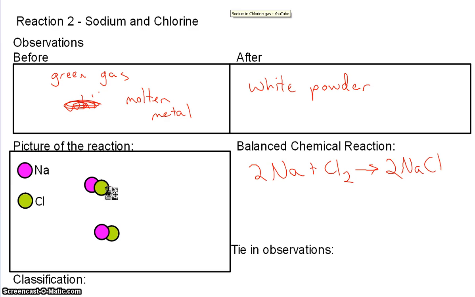Tying in the observations again, there's the metal and the gas, and the solid white powder we can see. The classification of this is synthesis, or direct combination. Either term is fine.